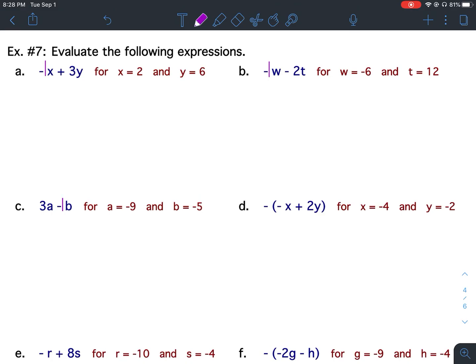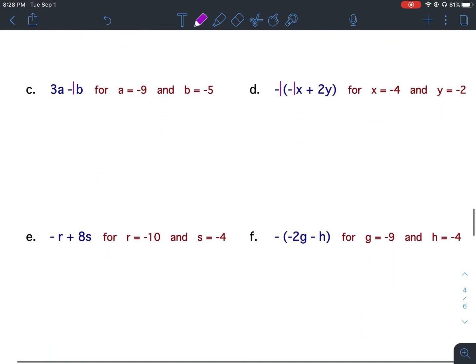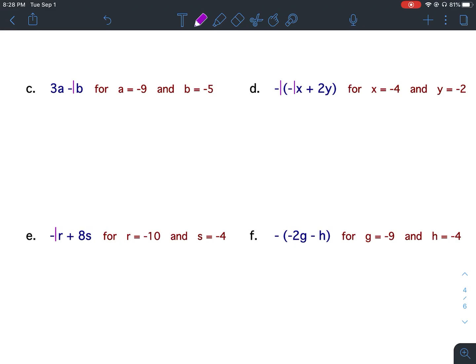Now D is a special one. Not only do I need it here in front of the X, but I also need one out front. For E, I'm going to put a 1 between the negative sign and the R. For F, inside the parentheses, I'm going to put it between the negative sign and the H. And then again, outside the parentheses, I'm going to need another one.